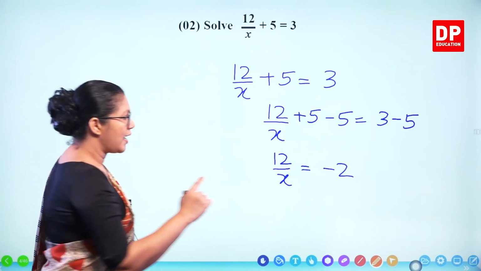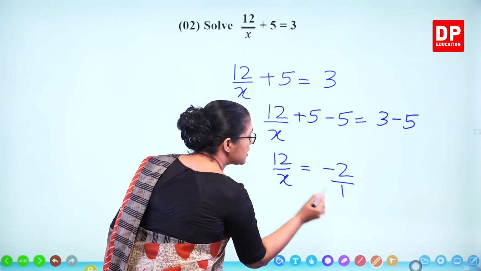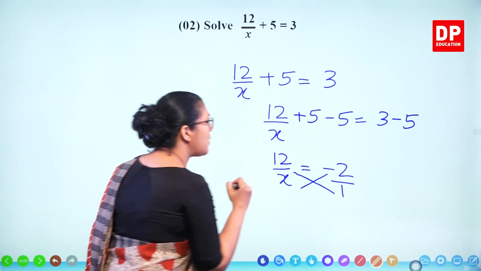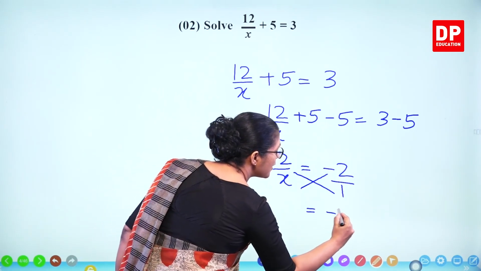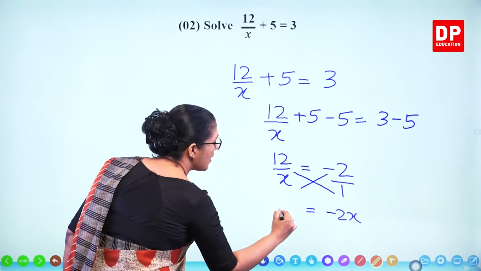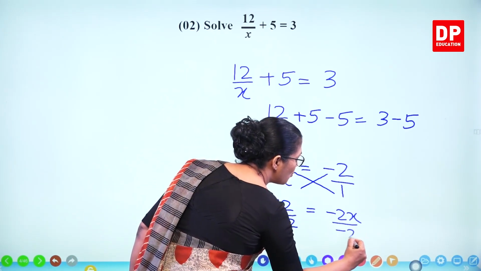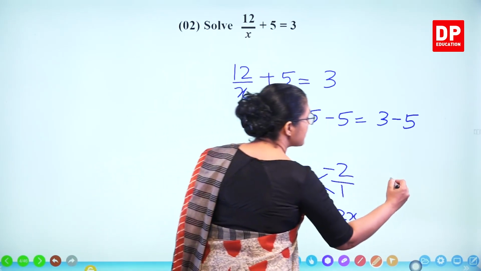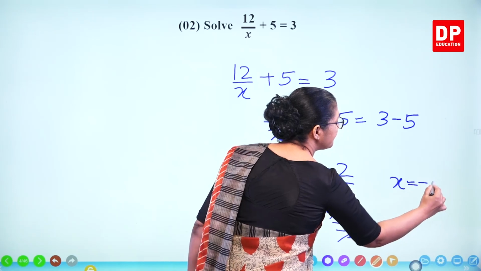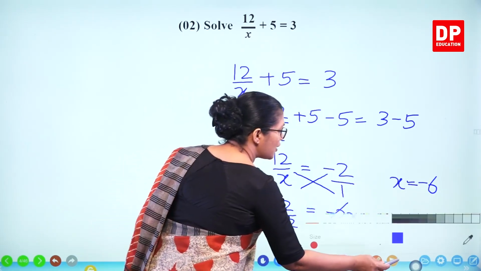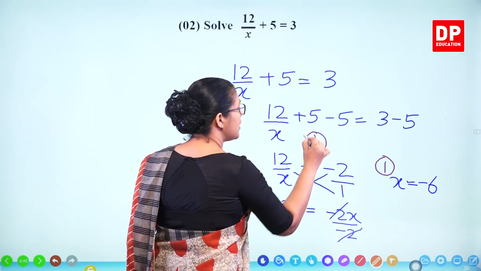Then you can write this as 1 and cross multiply. Multiply by x: x times minus 2 is minus 2x, and 1 times 12 is 12. Now you can divide both sides by minus 2. So what do you get? x becomes minus 6. So you get 2 marks: 1 mark for the answer and 1 mark for the method.